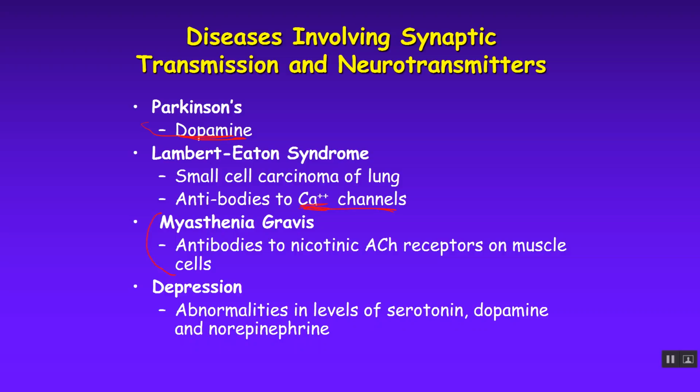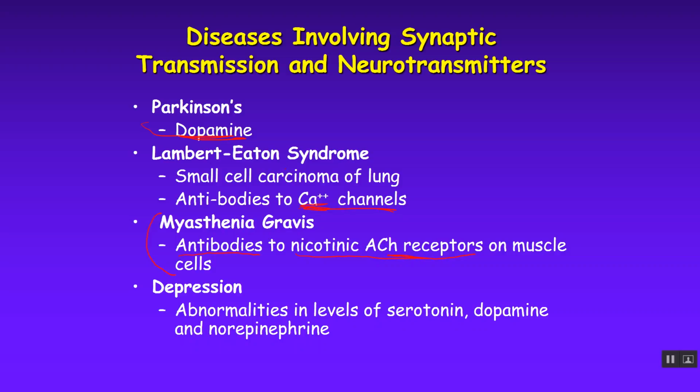Myasthenia gravis is a little bit different. Myasthenia gravis is an autoimmune disorder that creates antibodies that damage or kill off nicotinic acetylcholine receptors on the muscle cells. In Lambert-Eaton syndrome, antibodies damage the calcium channels on the presynaptic membrane, so you can't get the vesicles to move to the membrane. But myasthenia gravis creates antibodies that damage the postsynaptic membrane and the acetylcholine receptors on the postsynaptic membrane of muscle cells.